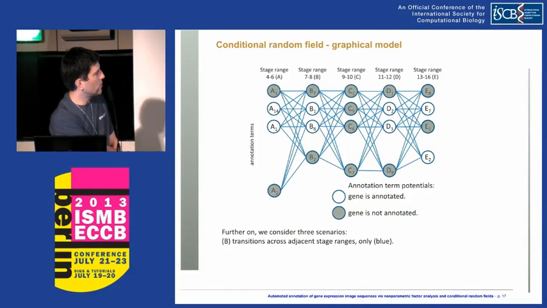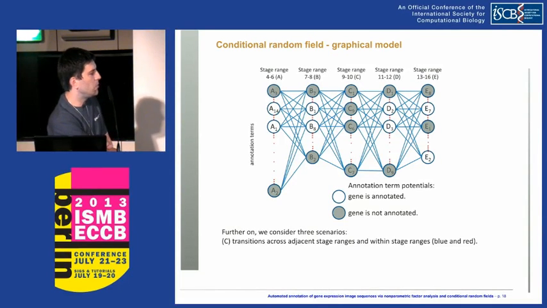The next scenario was, what if we only take into account transitions across stage ranges? What would happen? Would it still improve our results or not? We'd be ignoring transitions within a stage range, and I'm going to show you results for that. And the third scenario would be, what if we actually take into account all the transitions that we have access to, hoping that this model would improve over standard SVMs.